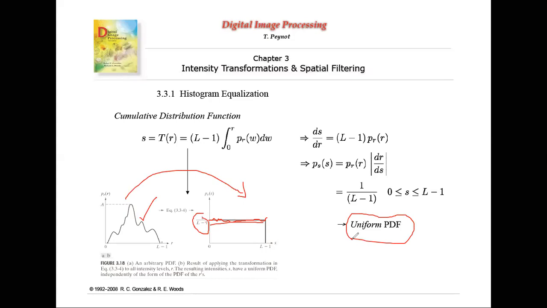And in the process, from the previous equation, the author relates this particular expression with this one. You can see here ds by dr, this is dr by ds. The change in the output with respect to the change in the input. That's what he has taken.